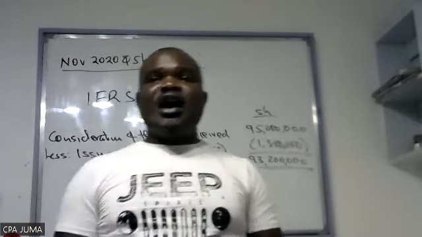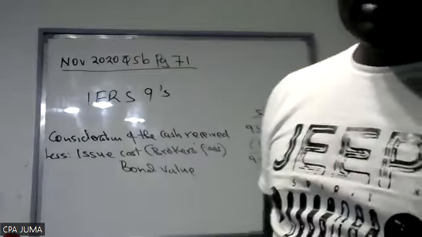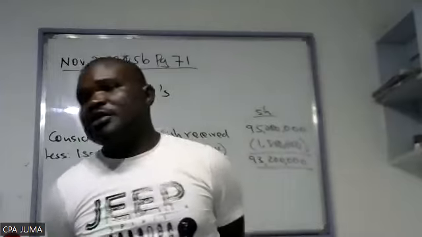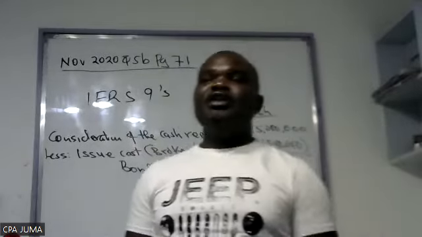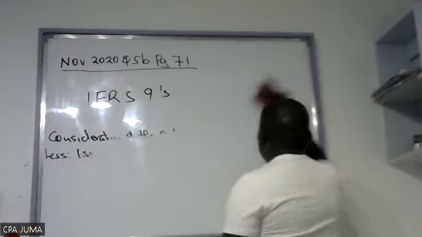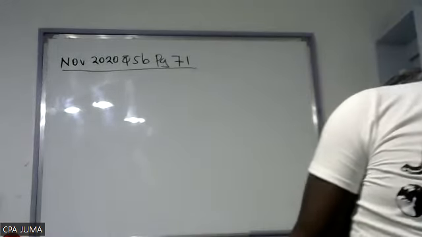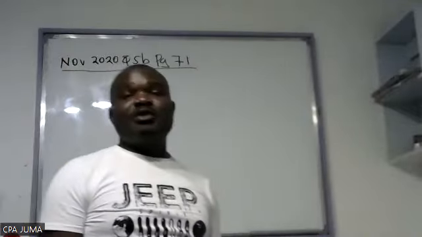However, IFRS 9 requires that the bond should be amortized over the bond period, using the effective market interest rate, as follows. So you have to amortize as follows.